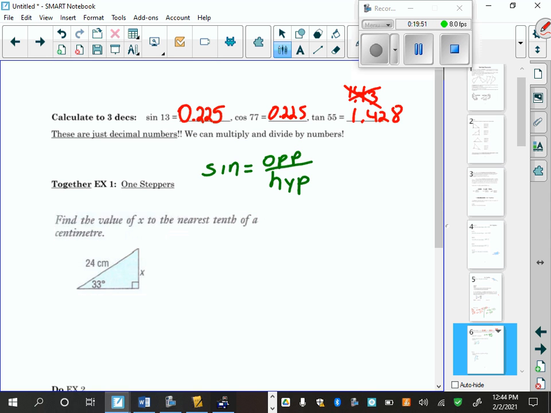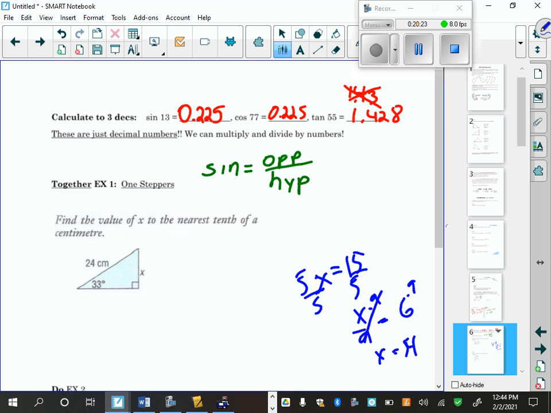So why I put this section on is when you see sine 13 or tan 55, it's just a number. It's just a decimal number. You've been dividing and multiplying by numbers since grade 7. Okay, x over 9 equals 6 times 9. So you've been multiplying and dividing by numbers. These are just numbers we can multiply and divide by.